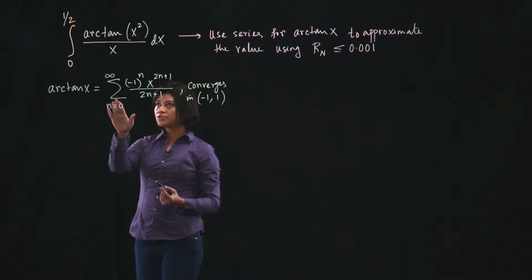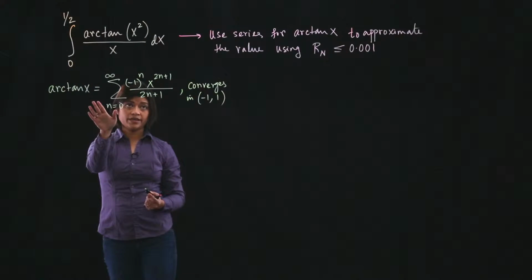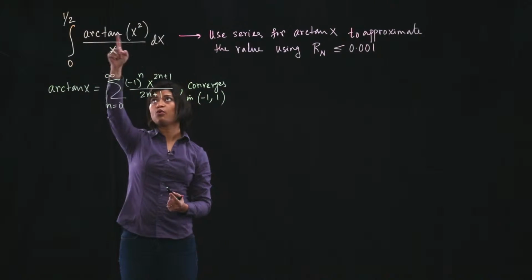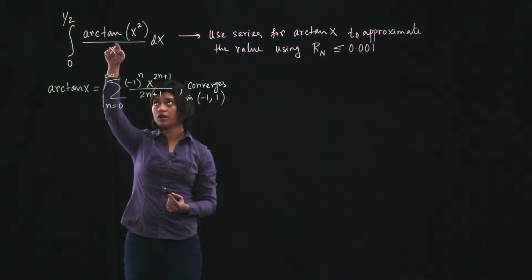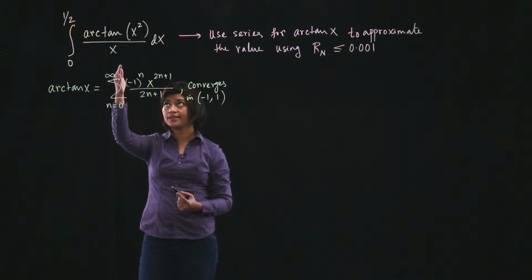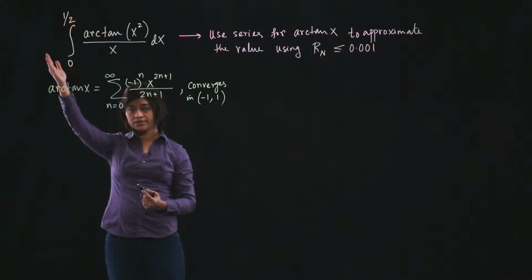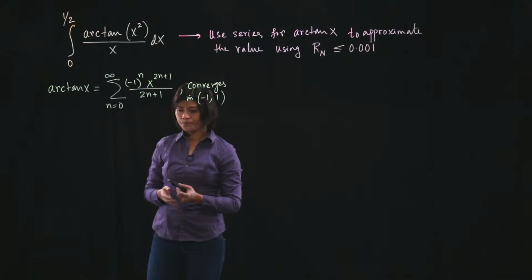In this problem, we have to approximate the value of this definite integral using the series of arctan x, which is right here, and using the fact that Rn is less than or equal to 0.001. So we use the series of arctangent x, and we have to figure out what is the series of this function, arctangent of x squared divided by x, and then we have to integrate by integrating the series.